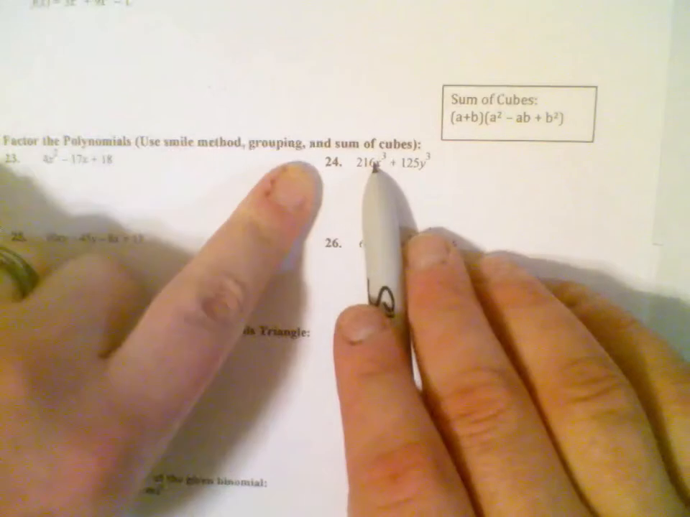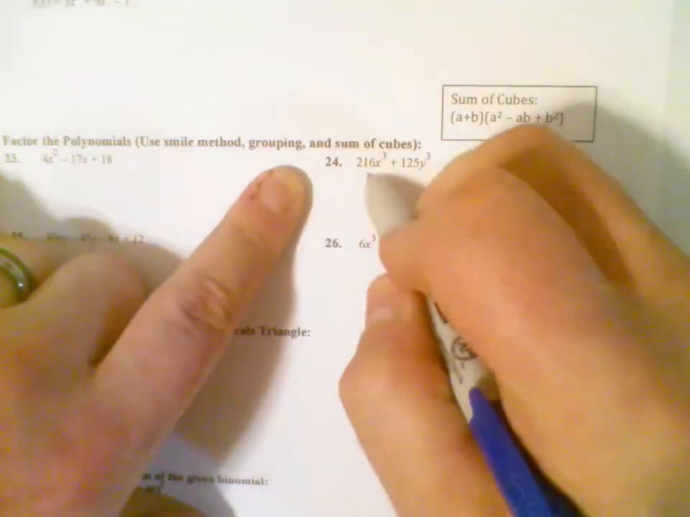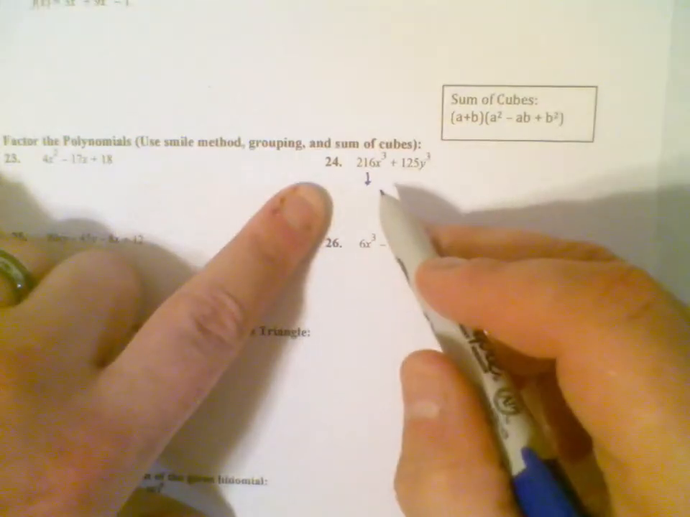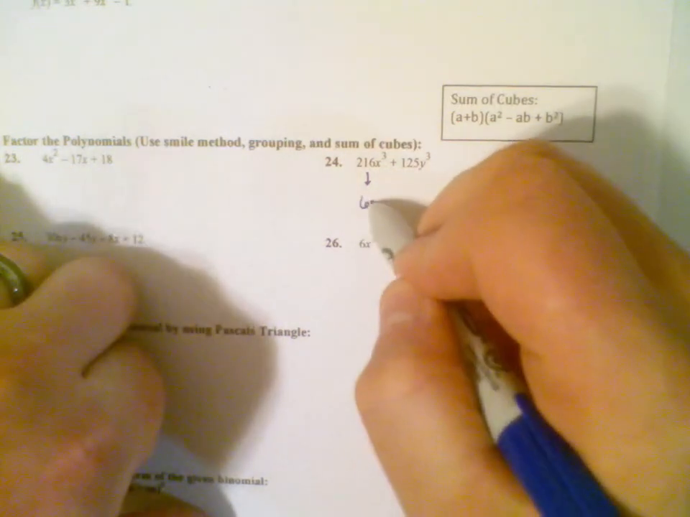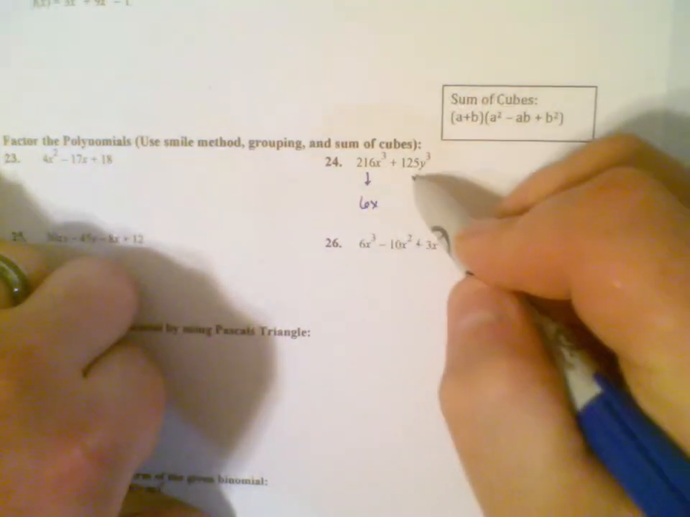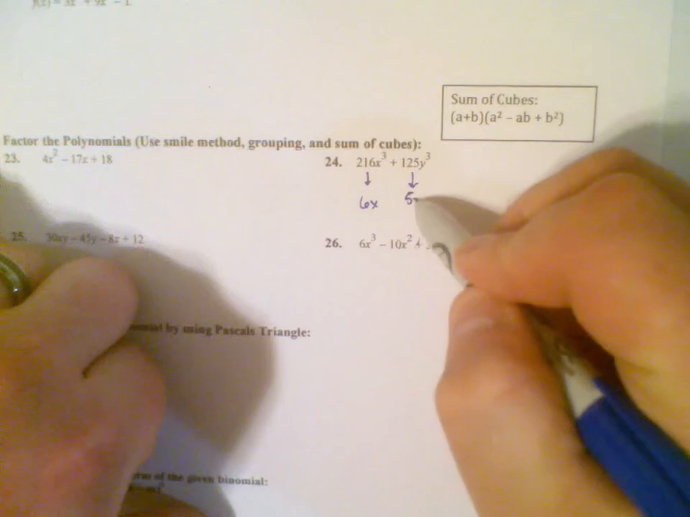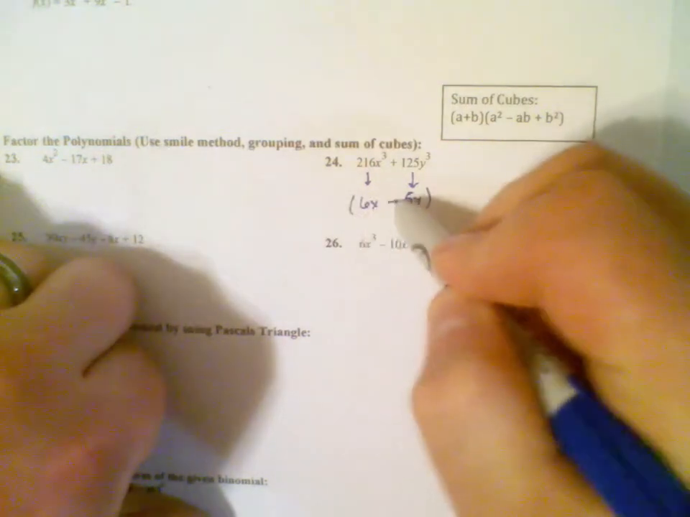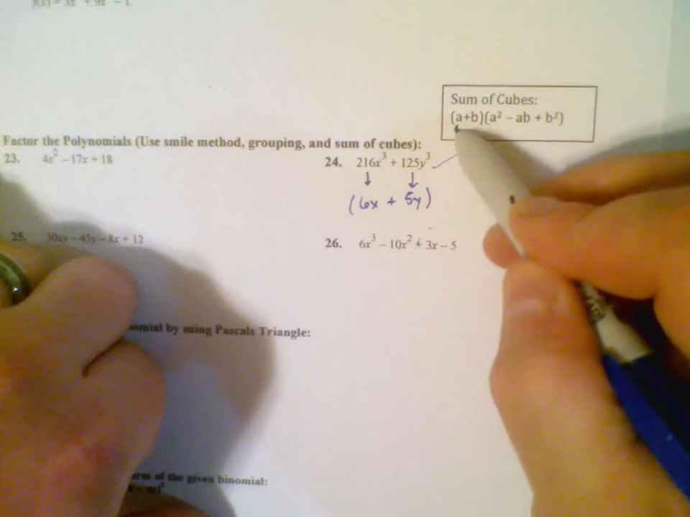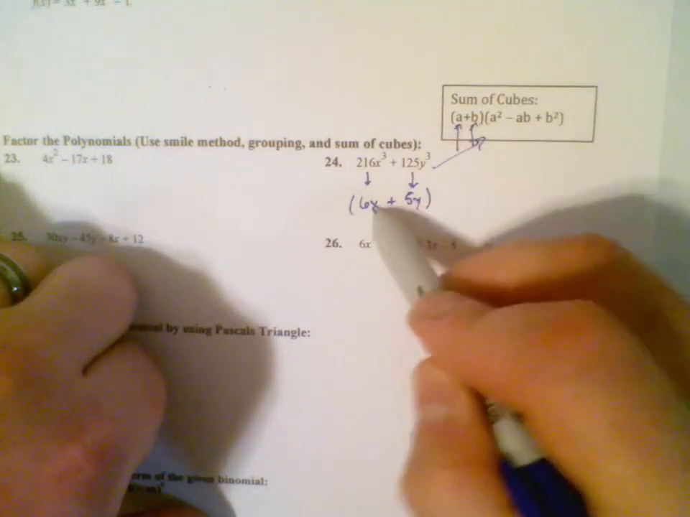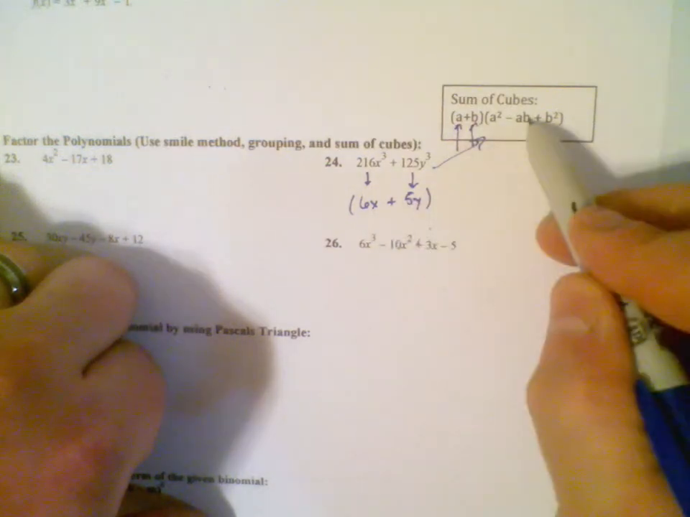But we need to figure out what our A and our B are first of all. So looking at this one, we have to say, what's the cube root of 216, or is 216 a perfect cube? Well, yeah, that's 6x, so that's my perfect cube. And then this one would be 5y. Once I figure that out, the rest of the pattern is right up here. Okay, so this would be my A and B that I have written out here, and then the rest of the pattern is off to the right.